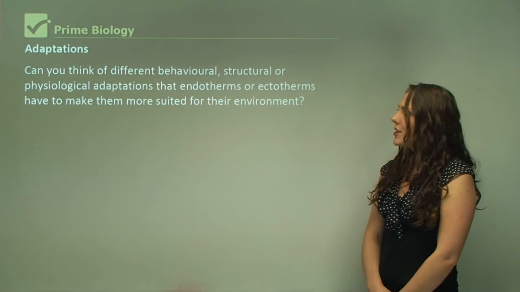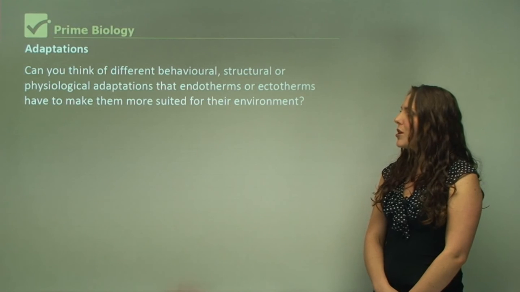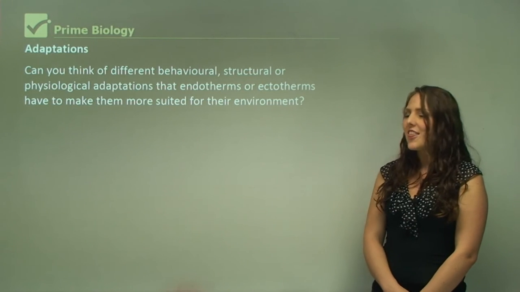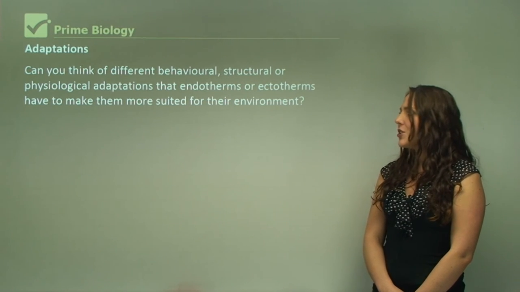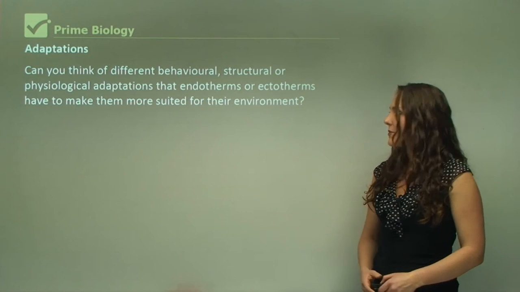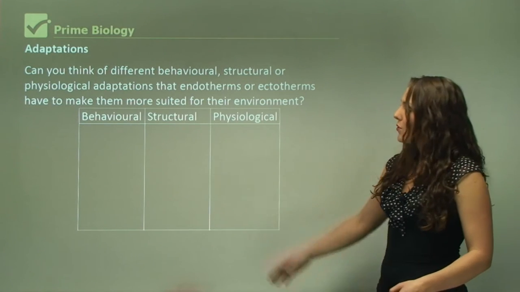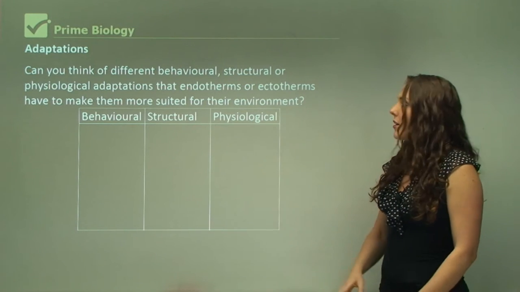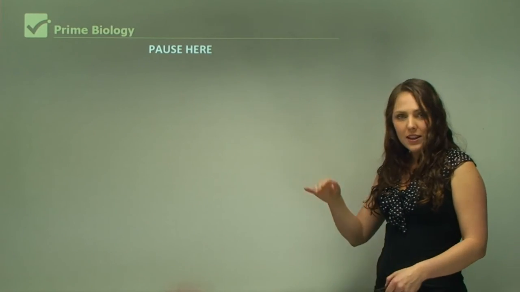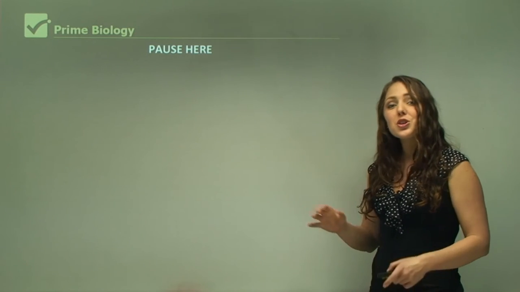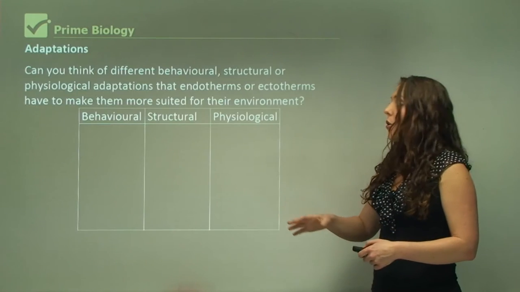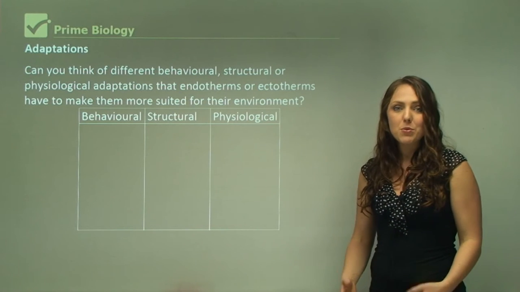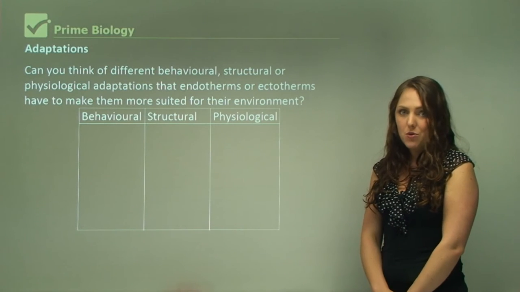Adaptations. So can you think of different behavioral, structural, or physiological adaptations that endotherms or ectotherms have to make them more suited for their environment? Now you can draw up a table. We've got behavioral, structural, and physiological. Press pause here to fill out some examples for this table. You can use the video examples, or you can make up some of your own examples that you come up with in your own mind.